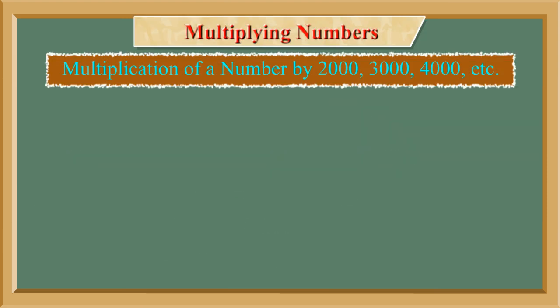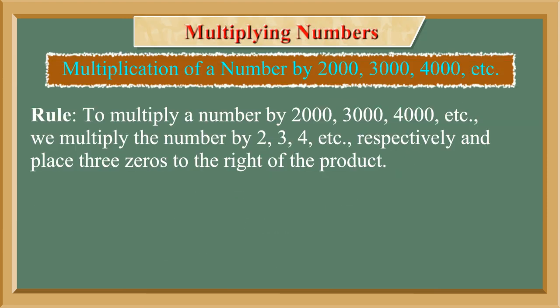Multiplication of a number by 2000, 3000, 4000, etc. Rule: to multiply a number by 2000, 3000, 4000, etc., we multiply the number by 2, 3, 4, etc., respectively and place three zeros to the right of the product.